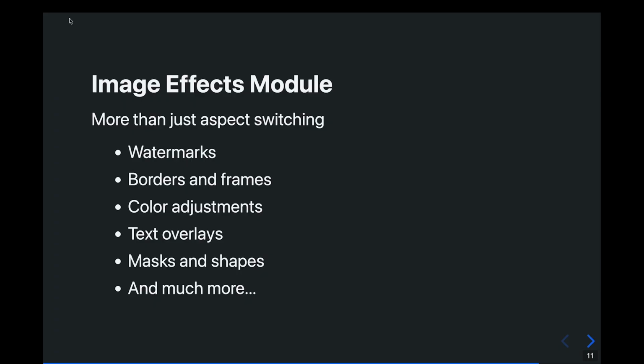So to get Image Aspect Switcher, you need to install the Image Effects module, and I just wanted to call out that there are a few more things that you can do with it. You can add watermarks, borders, frames, color adjustments. I mentioned text overlays earlier. You can mask things out with all kinds of shapes. There's just so much you can do with it.